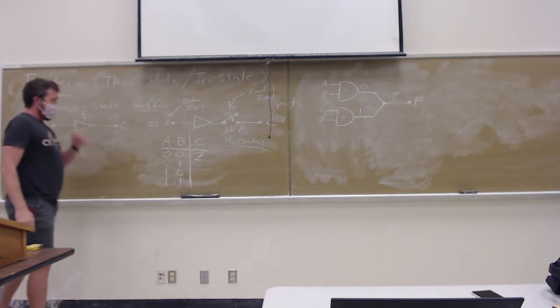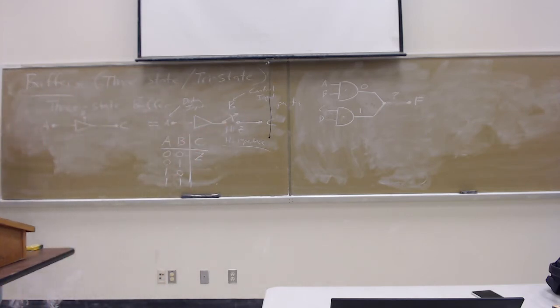Well, then, what's the difference between the 0 and the Z? A 0 is a 0, a Z is nothing. Well, then what is the 0? I always thought that 0 meant no signal. No, a 0 means the signal is a 0.